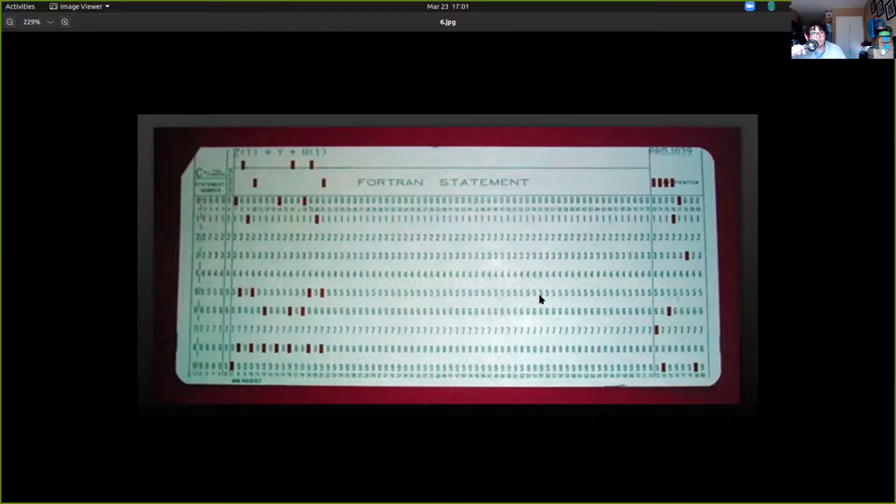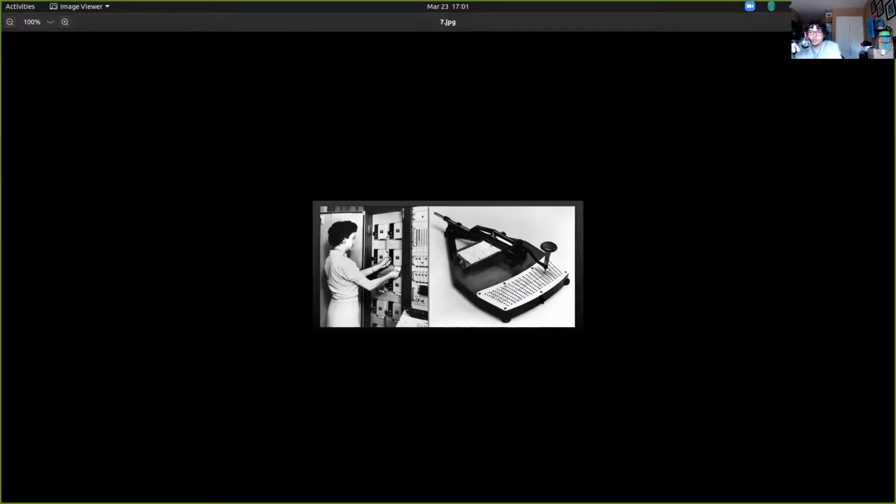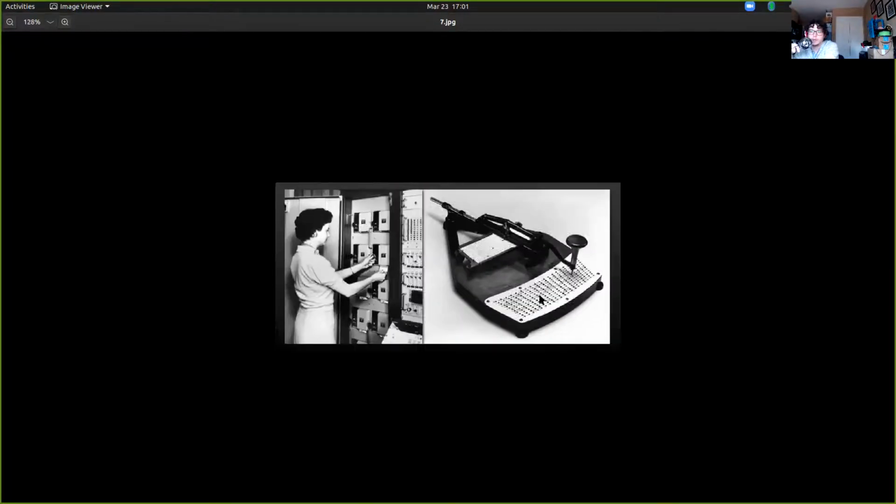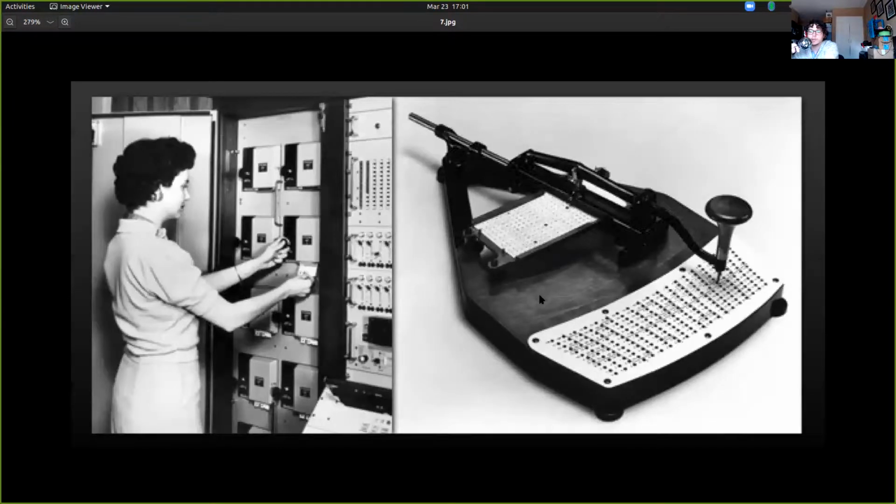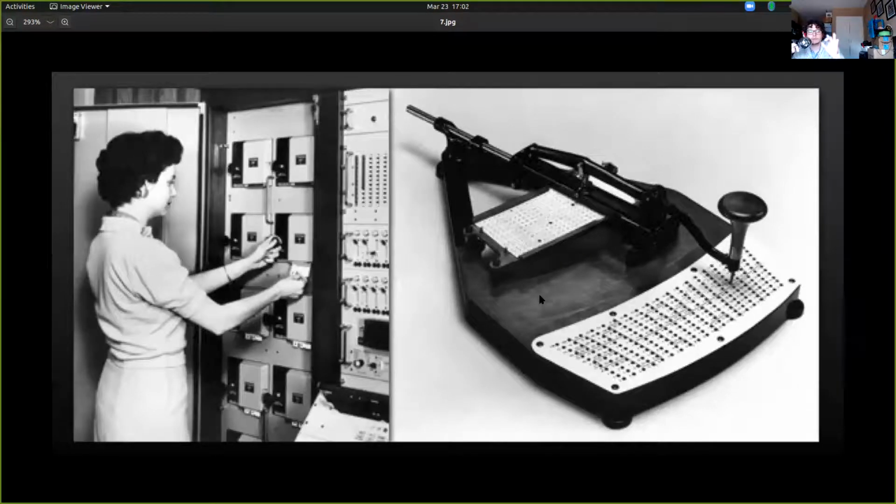So the punched card was actually stored external to the computer. And so the entire program would be punched into these cards. You can see here, this is a punch card writer and a punch card reader. So right here, on the right-hand side of your screen, is the tool that you would use in order to punch cards. And on the left, there's a woman who is feeding a punched card into the computer. But the computer itself didn't have the program built into it, right?